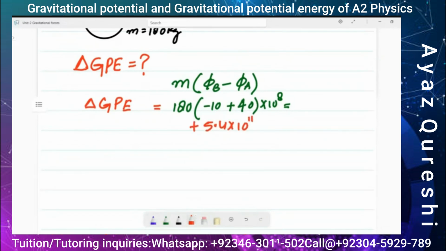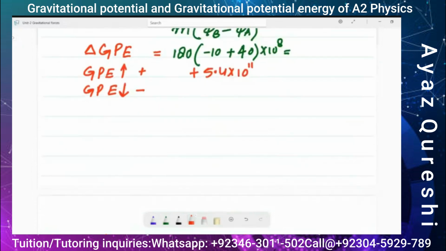If your answer is positive, it means your gravitational potential energy increases. If your answer is negative, it shows that your gravitational potential energy decreases, right? So that is one way.